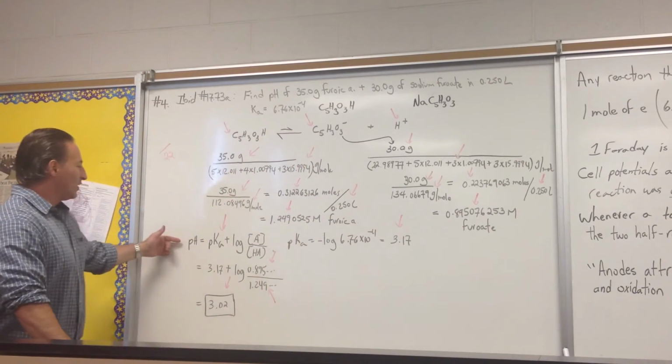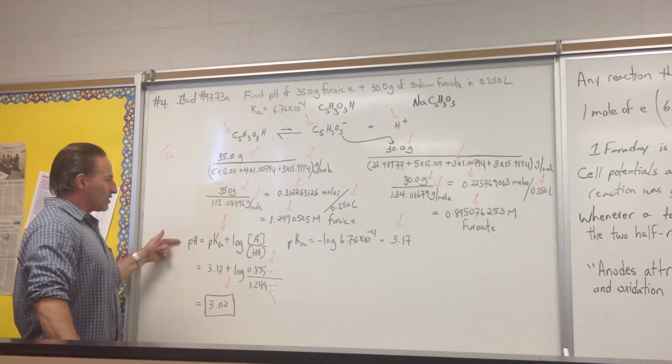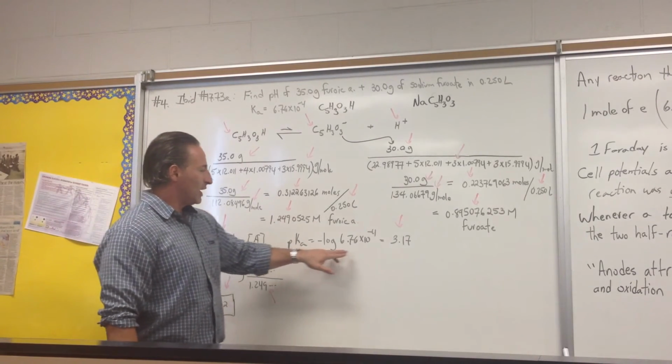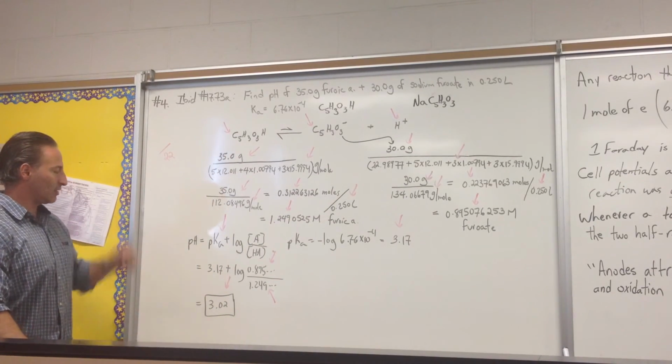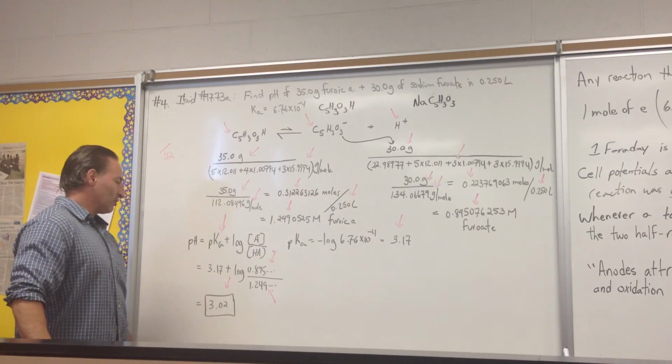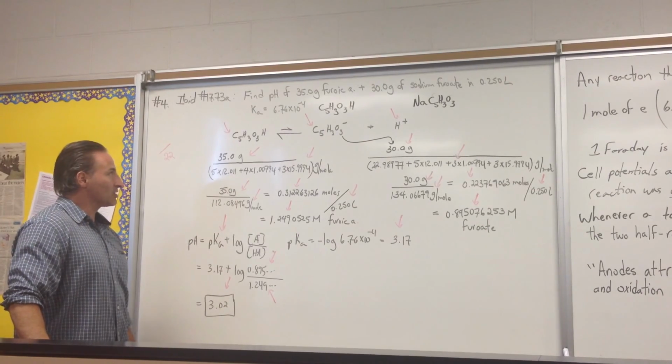We plug all these values into the Henderson-Hasselbalch equation. We found the pKa of furoic acid to be 3.17 by taking the negative log of the Ka value that was given in the question, and we get a pH of 3.02. So it's an acidic solution.